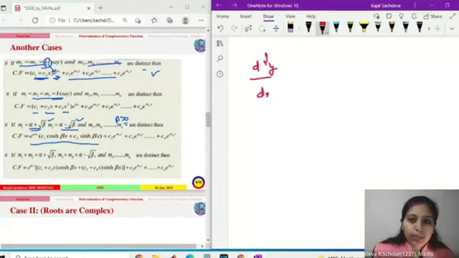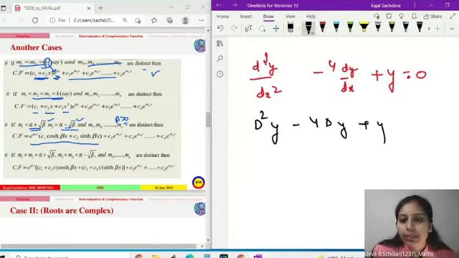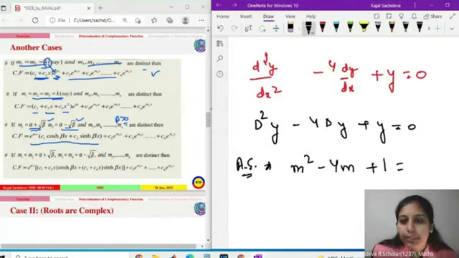d²y/dx² minus 4 dy/dx plus y is equal to 0. So when we solve this example, write it in symbolic form: D²y minus 4Dy plus y is equal to 0. So we can write the auxiliary equation just by replacing D by m: m² minus 4m plus 1 is equal to 0. This is a quadratic equation and we can find the roots easily by the discriminant method.